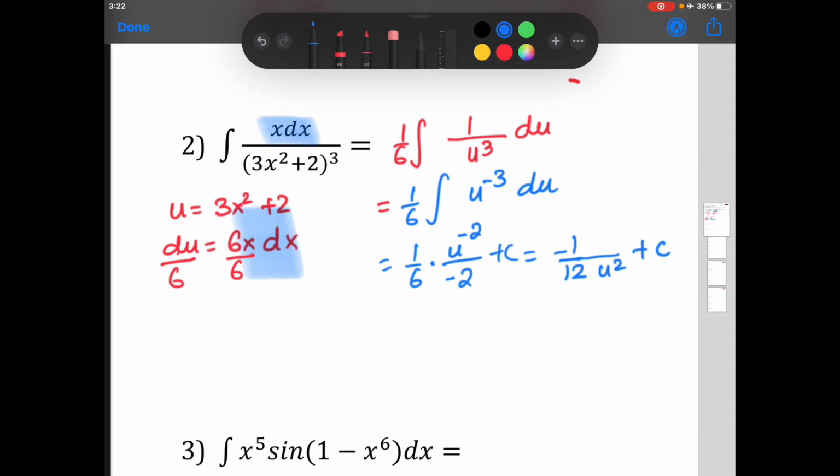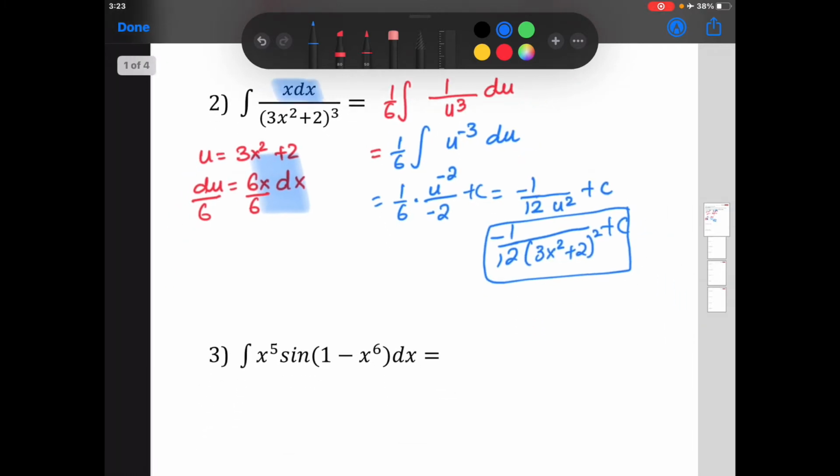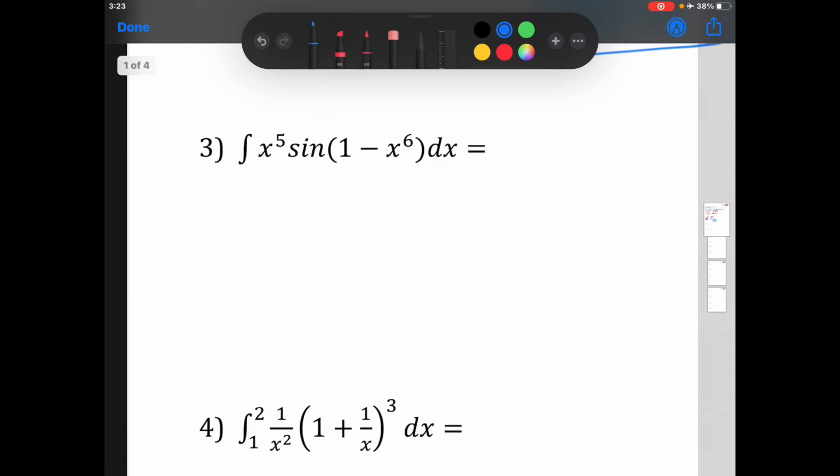Don't forget the plus c. And substitute back your u, which would be negative 1 over 12, u is 3x squared plus 2, squared, plus c. So that is your answer. Okay. Then the next one.